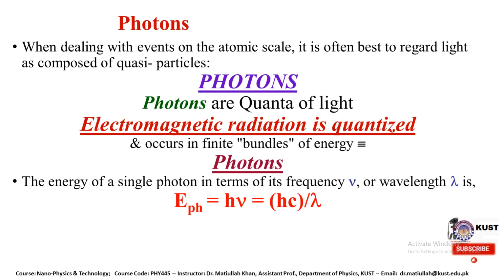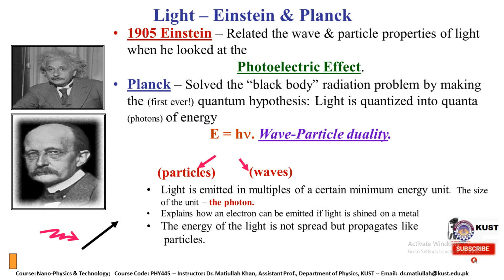So that particular quantized nature of light was given the name photon. We have a dual nature for the radiation, a wave nature and a particle nature, and the discrete, quantized particle that we consider light to be made of is the photon. So light is emitted in multiples of a certain minimum energy unit, which is called a photon.